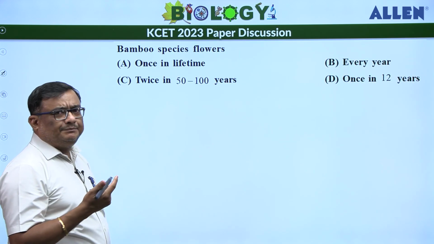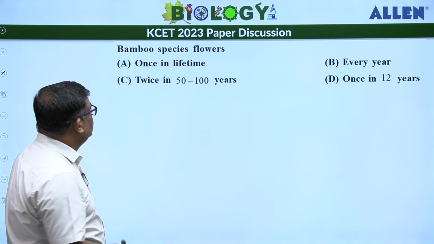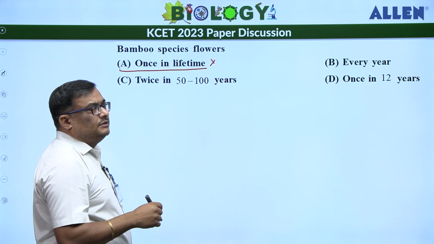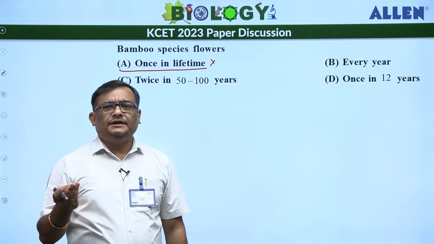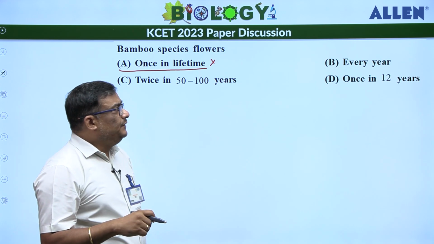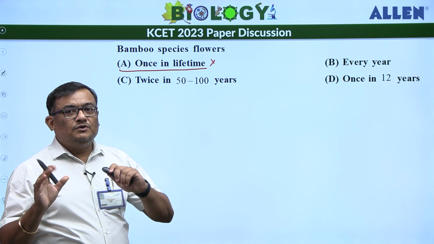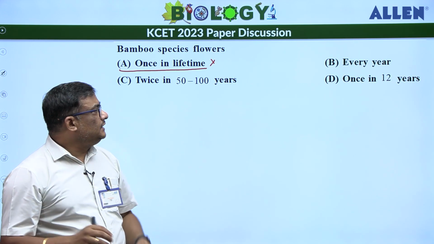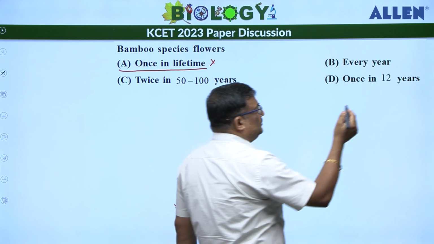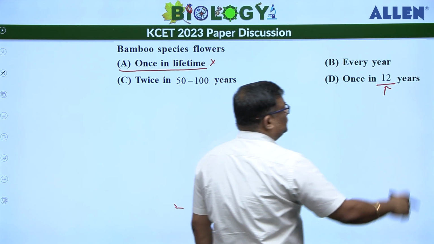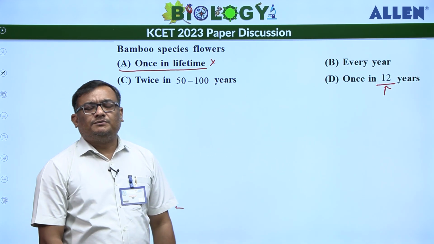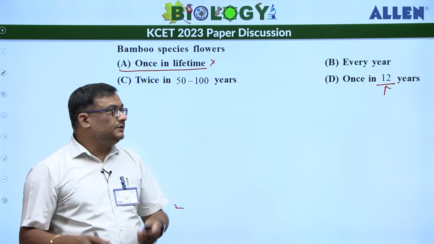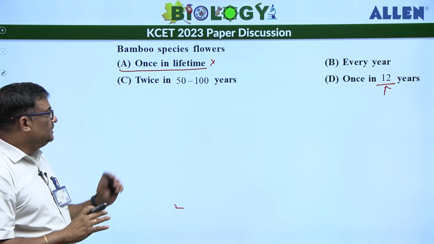Bamboo species flowers, chapter 1, class 12th, NCERT. Once in a lifetime, after that they basically die. I think you must be remembering annual, biennial, perennial plants. Every year, not at all possible. Bamboo plants are known for flowering once in their lifetime. After that, they can be used for human activity. Once in 12 years, just try to remember a flower which is very common in the confluence of Tamil Nadu, Karnataka and the Kerala valley. Try to find out, I have given you the hint. And twice in 5 to 100 years, there is no such thing.